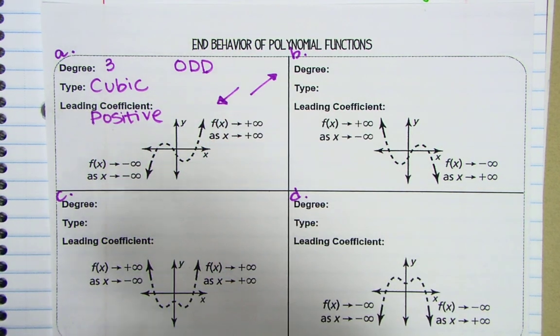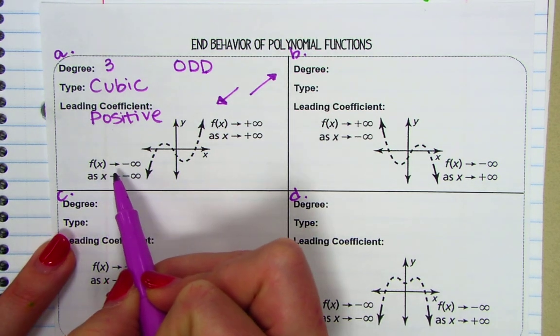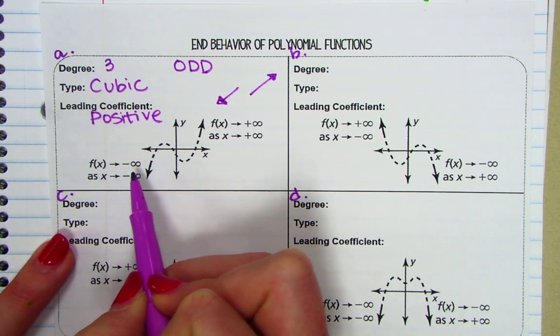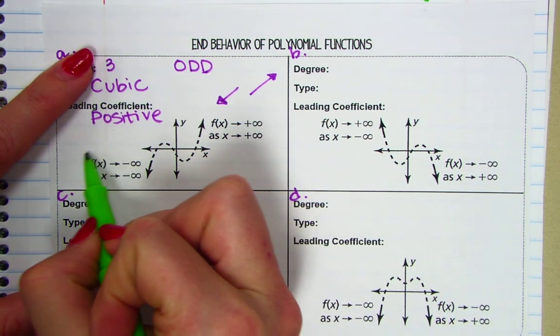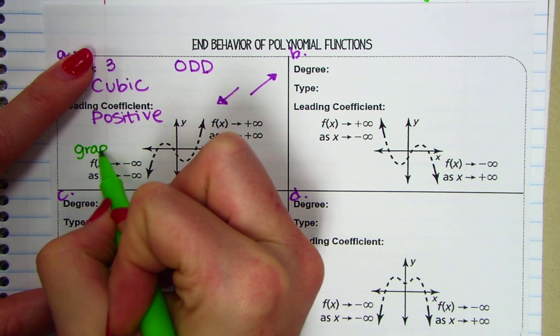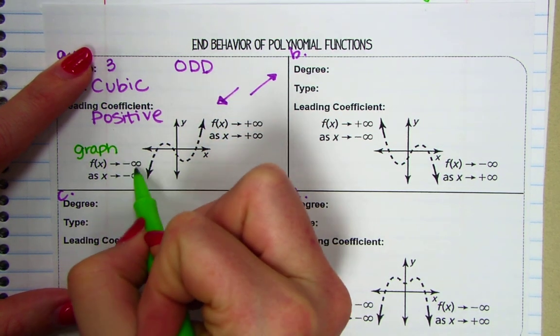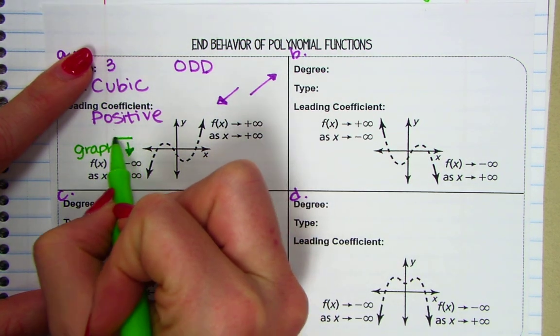Now, I know from experience people have trouble with it because it's got the symbols, f of x, and then the arrow, and then the negative infinity. It's hard to read. So I'm going to break it down for you so you understand. F of x is the graph. So this is saying the graph. And negative infinity is down. So this is saying the graph goes down.